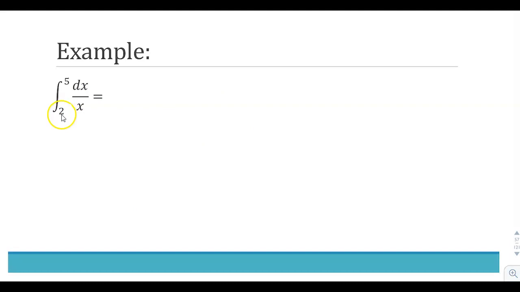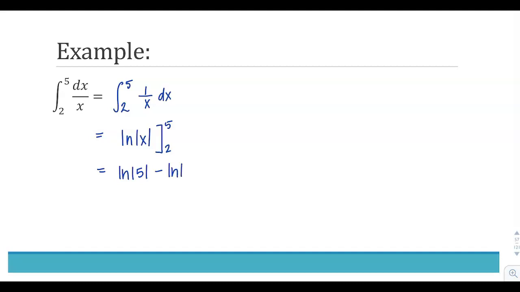Here I have the integral from 2 to 5 of dx over x, which remember is the same as the integral from 2 to 5 of 1 over x dx. So the antiderivative of 1 over x is natural log of the absolute value of x evaluated from 2 to 5. So we go ahead and substitute in 5, so we have natural log of the absolute value of 5 minus natural log of the absolute value of 2.